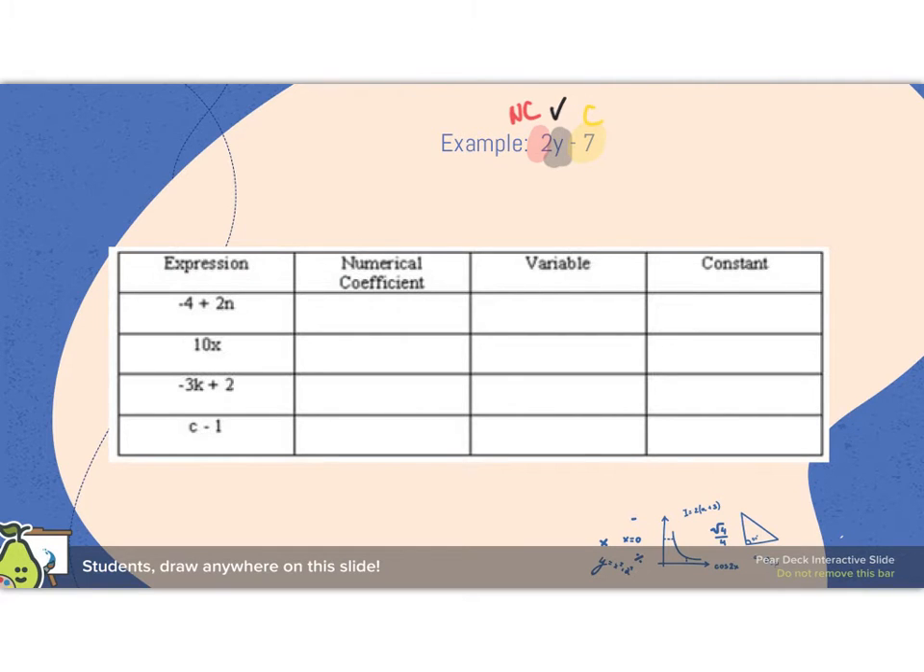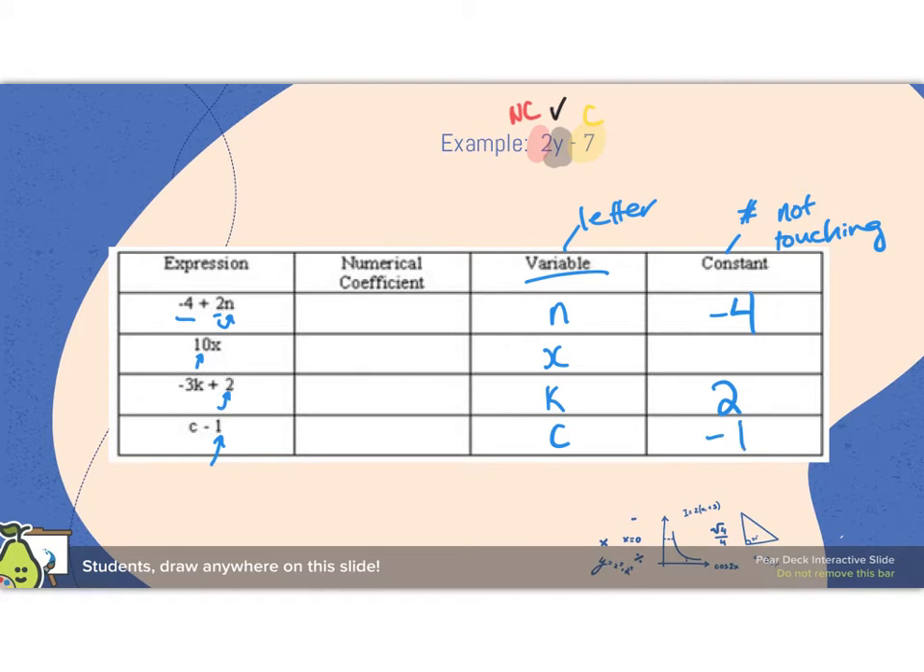If we take a look at these examples down here, the variable is always your letter. So I'm just going to grab the letter from each. This one's an N, there's an X, a K, and a C. And then the constant is always the number not touching anything else. If I take a look here, this 2 is touching the N, so that's not the constant. But this -4 hanging out by itself is the constant. Over here, there's a 10, but that's touching. Here, there's a 2. And then here, there's just a -1 by itself. So don't forget to pull this negative in as well.